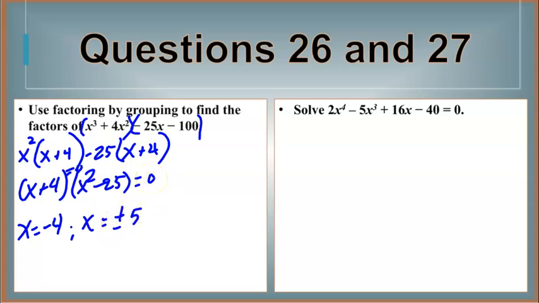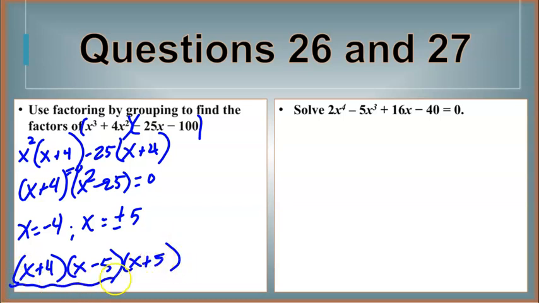But as far as the factors, if I were just factoring that, we would just have x plus 4 times x minus 5 times x plus 5. So these would be in factored form. These would actually be the solutions.